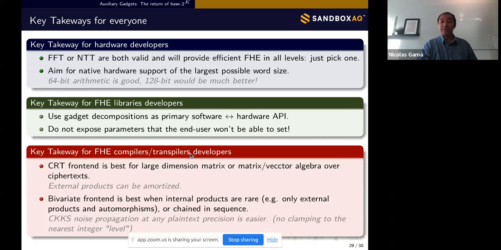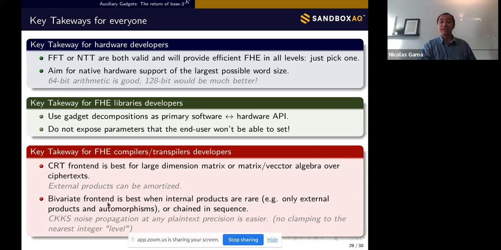And for compiler developers, well, it's a choice about the front end, so bivariate versus CRT. It's really about analyzing the use case. If there are lots of internal products, and these internal products can be parallelized, like large matrix vector multiplication over ciphertext, maybe CRT is better because there will be a way to amortize the external product. So then having something where carries are efficient can be a good idea.